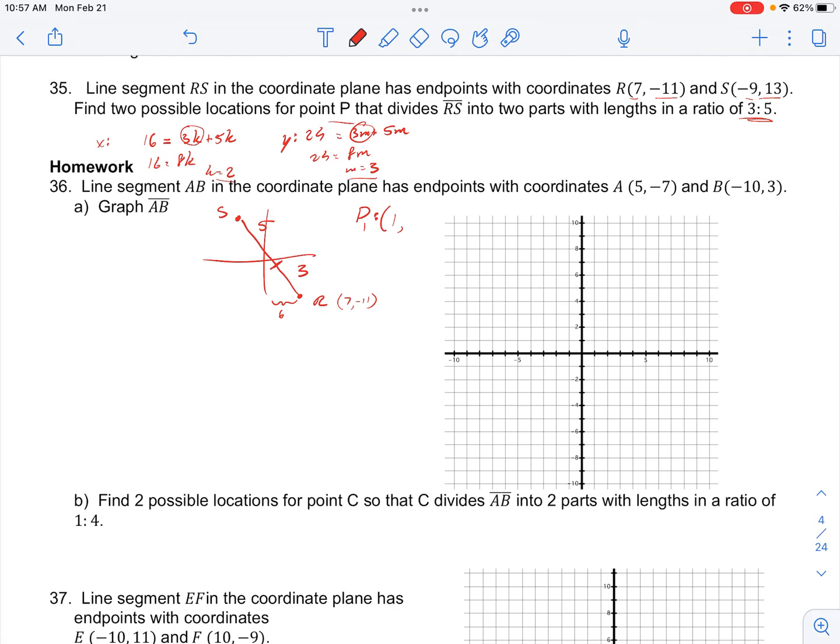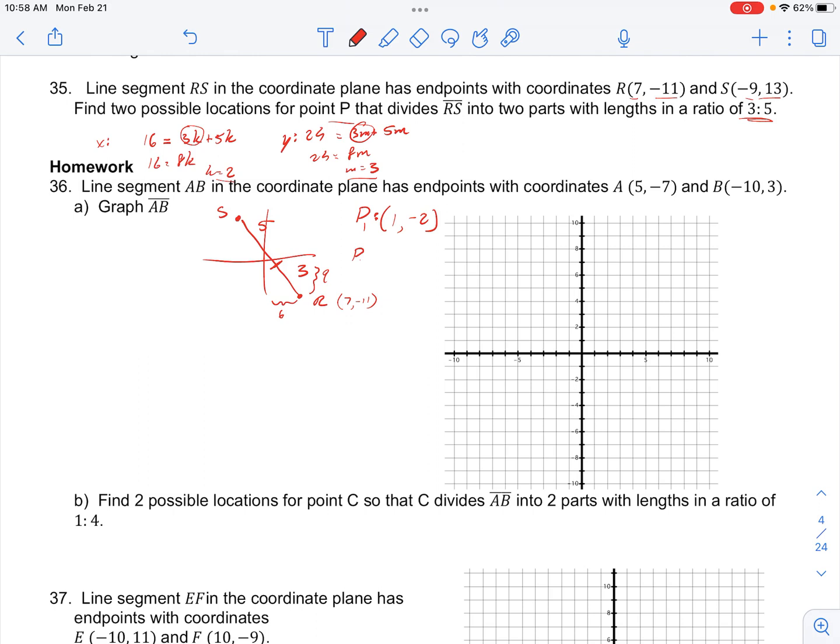So we're going to add 9 to the value of y from R. That'll be negative 11 plus 9, which will be negative 2. So P1 is given by 1, negative 2.